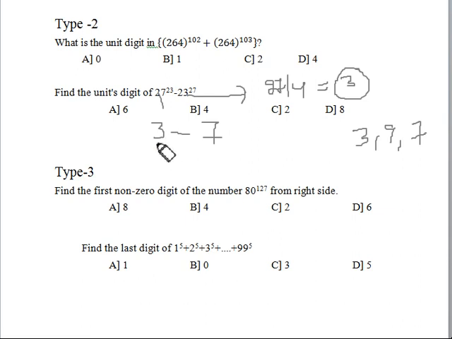So the thing is, if I subtract 7 from 3, then I'll get minus 4. But in the options we have 6, 4, 2, 8. So now let us look at the question. 27 raised to power 23 would probably be a larger number than 23 raised to power 27. So 27 raised to power 23 would be something like this: first some numbers, then the last digit would be 3. And 23 raised to power 27 would be like this: some numbers would be there, and the last digit 7.